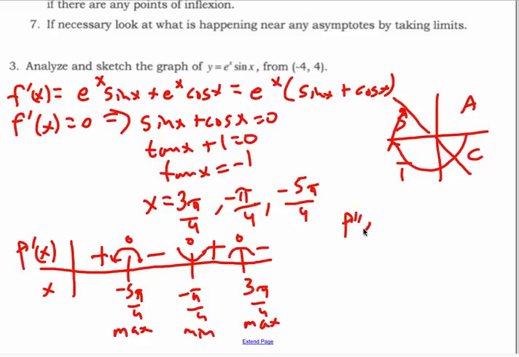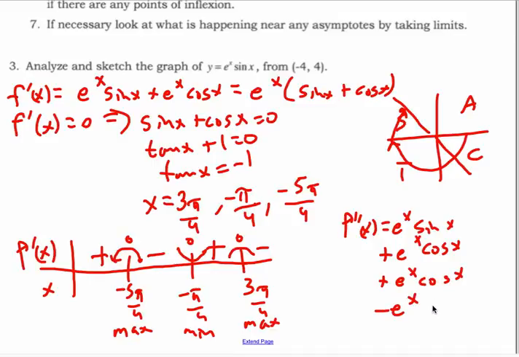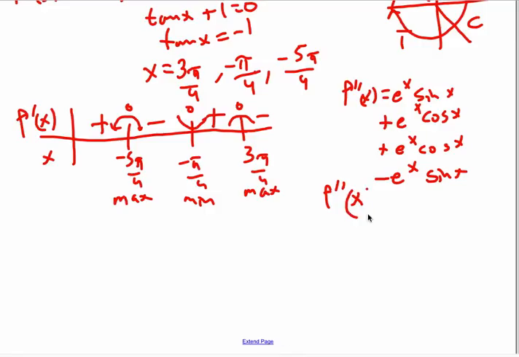So the second derivative equals, if we use the product rule on the first derivative, maybe this version, we get e^x sin x plus e^x cos x plus e^x cos x minus e^x sin x. And two of those cancel, and we get second derivative equals 2 e^x cos x.